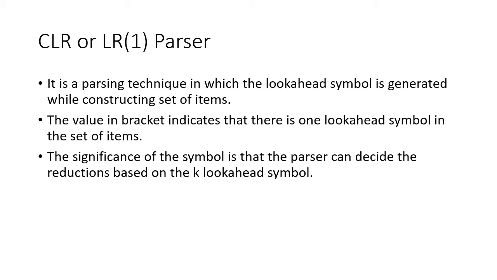So let us look into the canonical LR, or sometimes we call it the LR(1) parser. Actually, it is a parsing technique in which the lookahead symbol is generated while constructing the set of items. Now the value 1 in the bracket indicates that there is one lookahead symbol in the set of items. The significance of the symbol is that the parser can decide the reduction based on the k lookahead symbol. So that means we can decide the reduction based on the first one, that is 1 in this case.